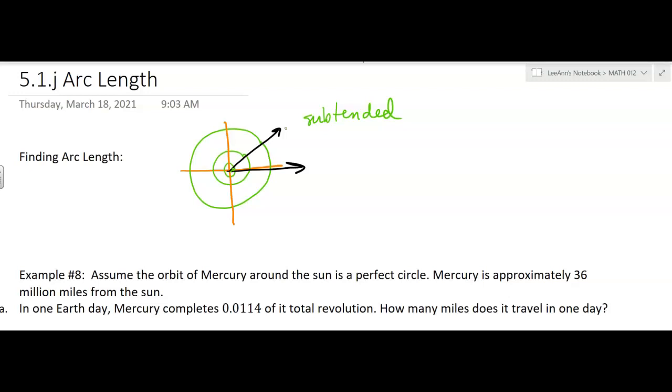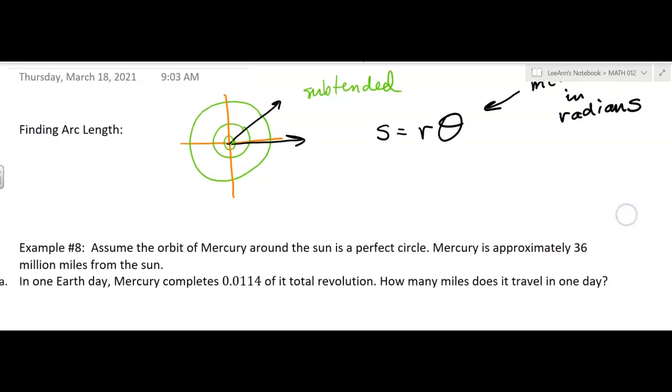Okay? All right. Now, arc length, we gave that to you before, but the arc length S is equal to the radius times theta. Just remember that theta has to be measured in radians. Okay, so R being the radius and S being the arc length.